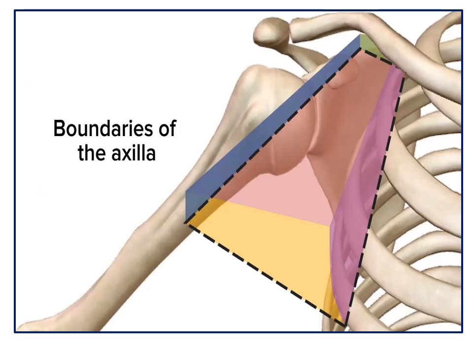So this is just an image of the boundaries of the axilla that we just talked about. Remember, it's a truncated pyramidal structure that has an apex. Apex is in green here. Remember, the apex is truncated, hence it is not going to be pointy.